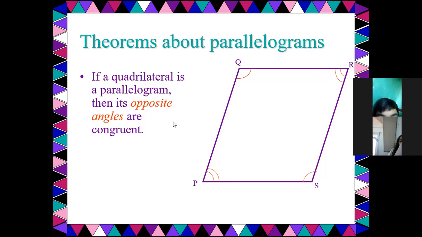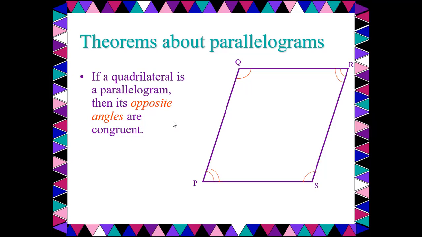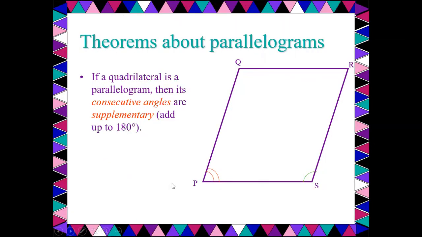So lagi niyong tatandaan that in a parallelogram, opposite angles are congruent. Yung magkatapat na angles, magkamukha yun. Okay? So tatandaan niyo palagi yun. Property ni parallelogram yun. So in here, we may say that angle P is congruent to angle R and angle Q is congruent to angle S. Theorems about parallelograms.